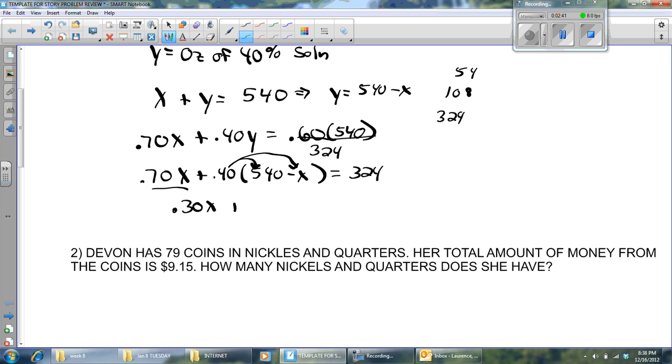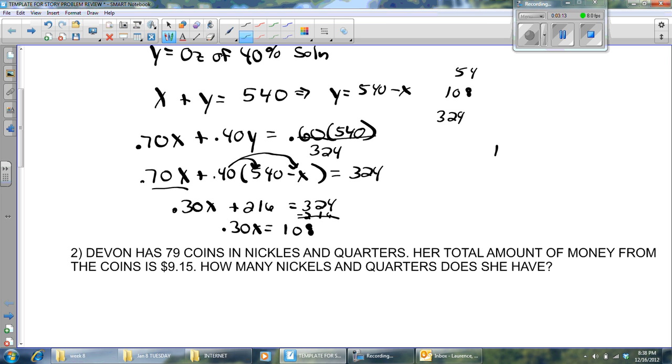and that's going to be added to 40% of 540. Well, let's see, if 20% is 108, then 40% must be double that, so that'll be 216. That'll equal 324. So 0.30x is going to equal 324 minus 216. And let's see here. Looks like I'm getting a 108, right?